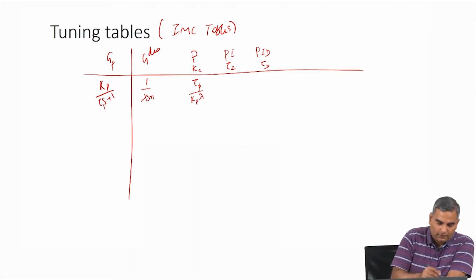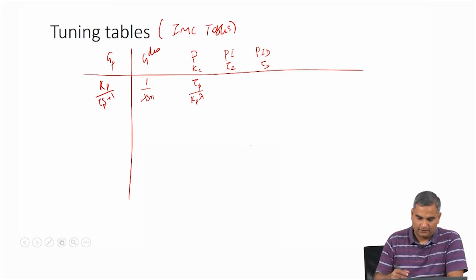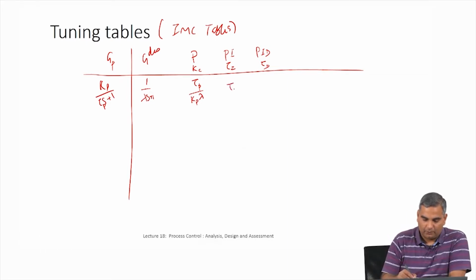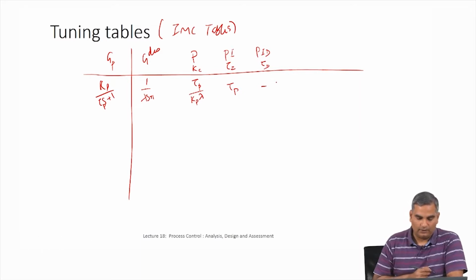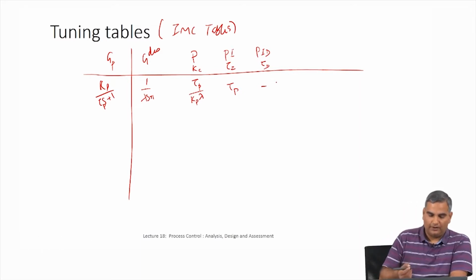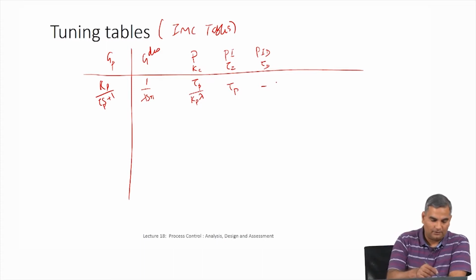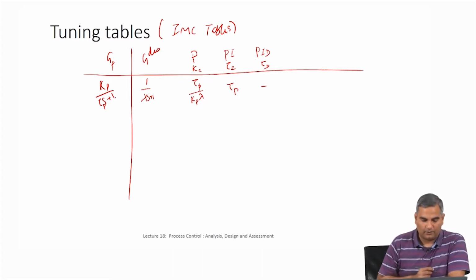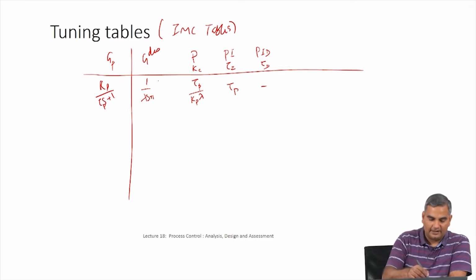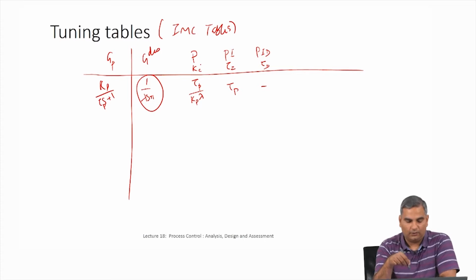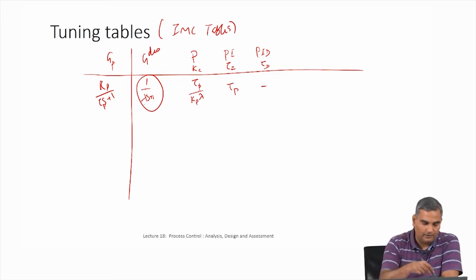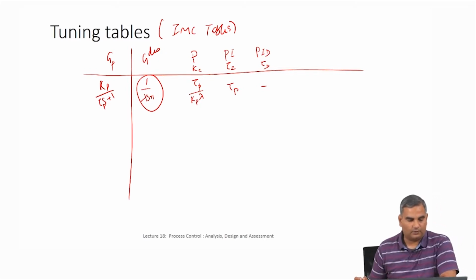So, this could be one table that you have, and this tau I could be tau p itself. Okay, so this is one possible tuning table. Now the way you read this is, supposing the process transfer function is Kp over tau p s plus 1, and the G desired that you want is 1 over lambda s plus 1, then if you want to tune a PID controller, you have to have this Kc as tau p over Kp lambda and the tau I as tau p. So that is what this says.